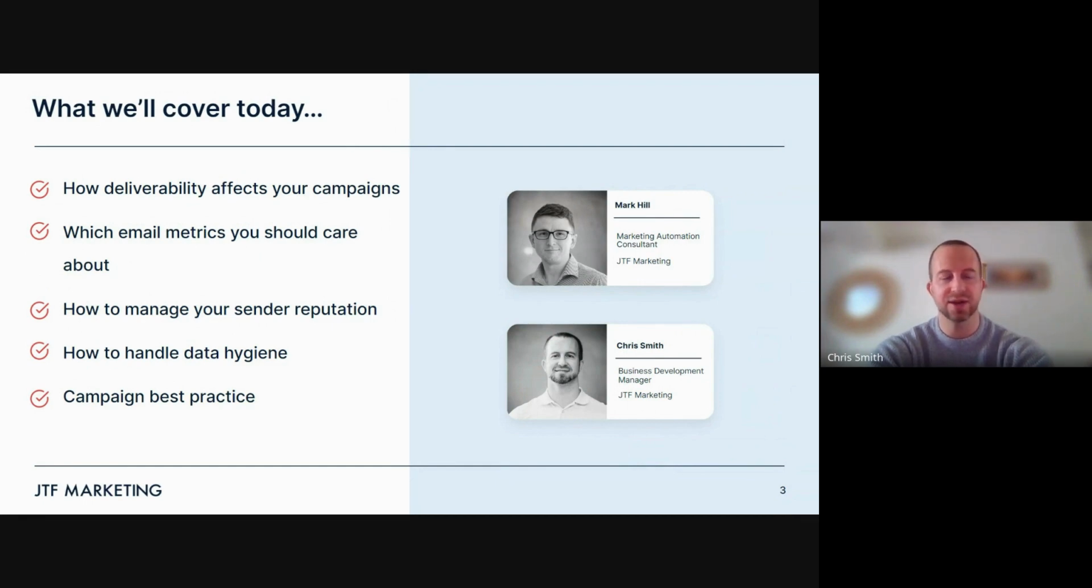Mark is going to be talking about how deliverability affects your campaigns. So about what email metrics you should be looking at, which ones you should be caring about, how to manage sender reputation. It's very much a hot topic at the moment, as we'll go through some new guidelines from Google and Yahoo in particular. How to handle data hygiene and how data hygiene really can impact on your deliverability, and also some of the best practices around campaigns, which can make sure that the deliverability stats that you have remain strong. So I'm going to hand over to Mark, who's going to take over and go through some of these for you.